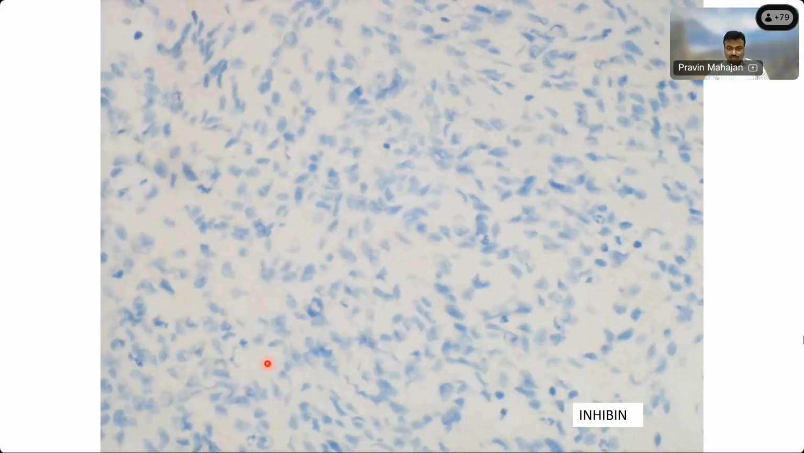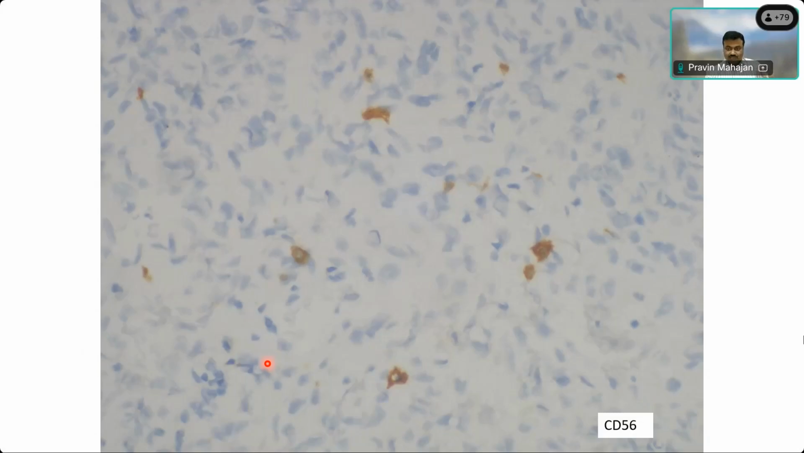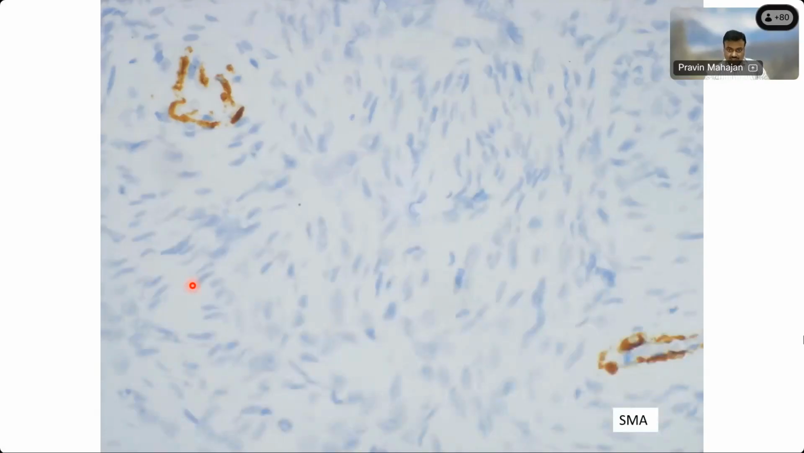Inhibin for stromal tumors is negative. Another marker, you just don't stop at one marker, I said. So you will do other markers, calretinin, inhibin, both are negative. CD56 is also a marker for stromal tumors, which is also negative. Only some histiocytes or dendritic type cells are positive, but the tumor is negative. So there are three markers done to prove it is a stromal tumor of the ovary. All are negative. So unlikely it is a stromal tumor.